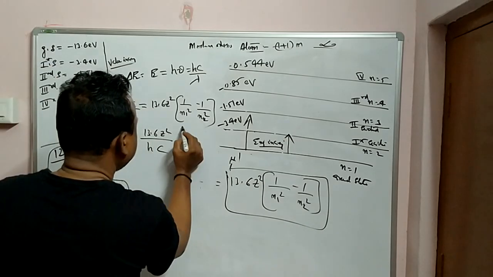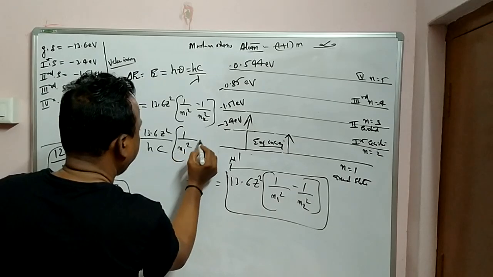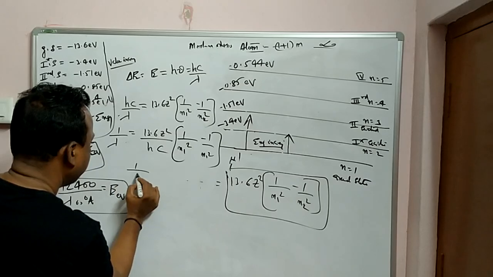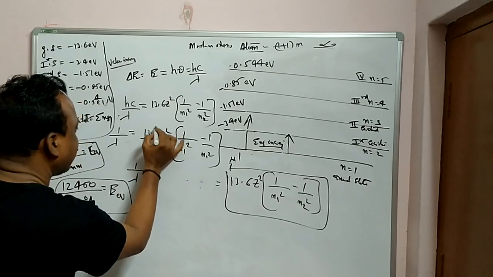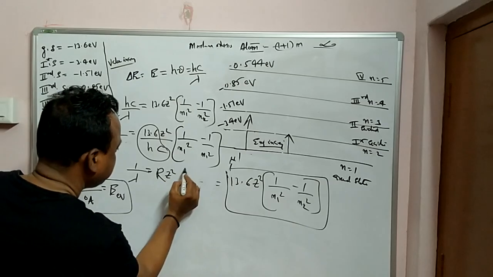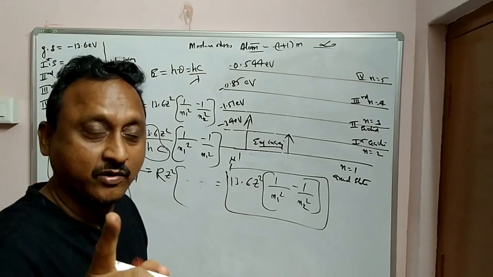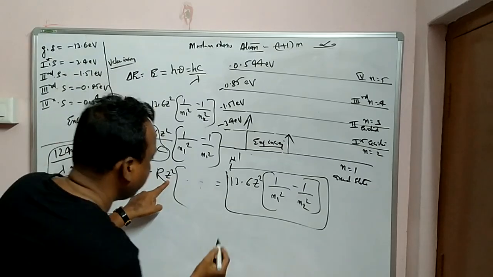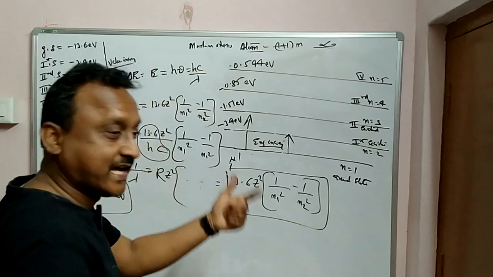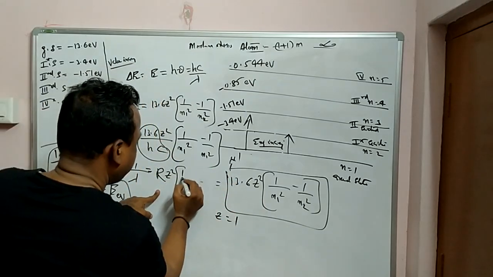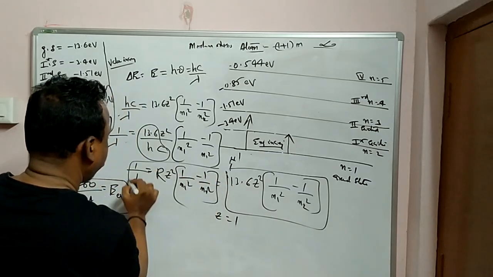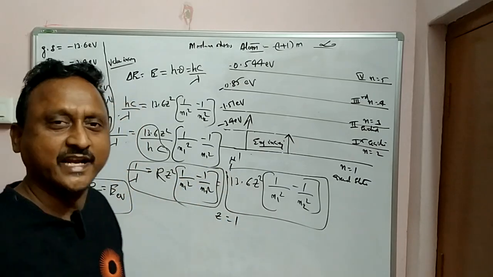Okay, so when you put this value, finally what happens: 1 by n1 square minus 1 by n2 square. So this one finally goes like this, 1 by lambda, this entire thing will go for R, and Z square will be there other than hydrogen atom. If hydrogen atom is there, you can remove Z, because for hydrogen atom atomic number is 1. Other than hydrogen atom, if it is given, you have to put Z square into 1 by n1 square minus 1 by n2 square. This is the final formula, including Rydberg constant.